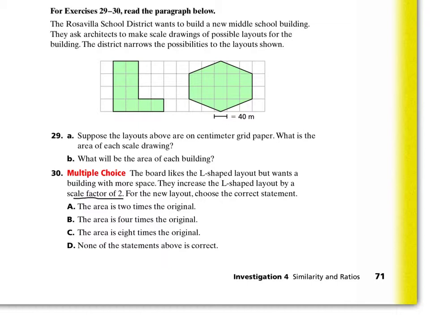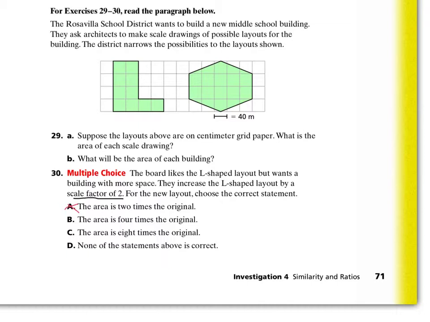So for A, the area is 2 times the original. As we all know by now, when you're talking about area, we have to square the scale factor. So 2 times 2 is 4, so the area would be 4 times the original. So A does not work. Okay, B, the area is 4 times the original. Well, that's what I just said.